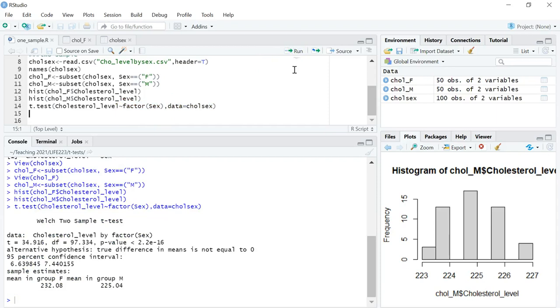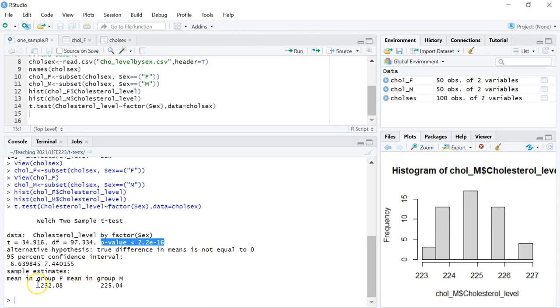If I run this, you can see that as opposed to the one sample test, it's printed me out a Welch two sample t-test. And the data it's done, it's looked at that cholesterol level and it's split it up as that factor sex, so males versus females. Again, you've got your t-test statistic, you've got your degrees of freedom, and you've got your p-value. So remember not to report this in standard form. Always do p is less than 0.01 or perhaps 0.001. And we only go down to 0.001.